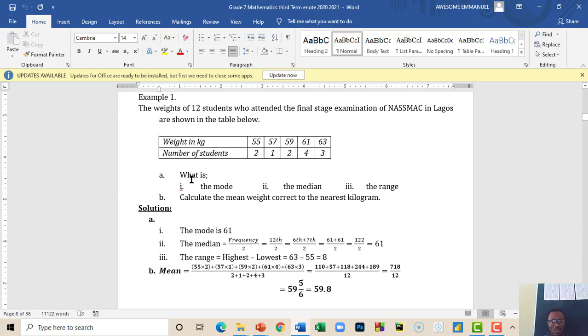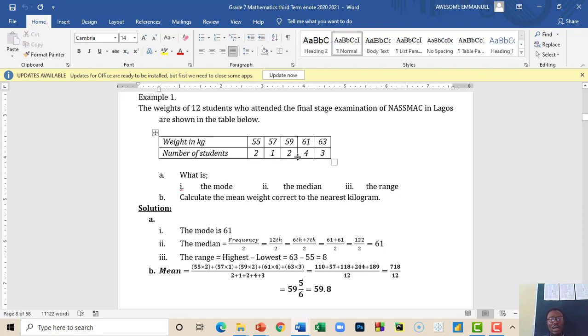Now the first question says, what is the mode? The mode is the value of the data that occurs most. So in this case, we'll come to this down part, number of students is just the frequency. So interpreting this table to a layman, it means 55 occurs 2 times, 57 occurs once, 59 occurs twice, 61 occurs 4 times, and 63 occurs 3 times.